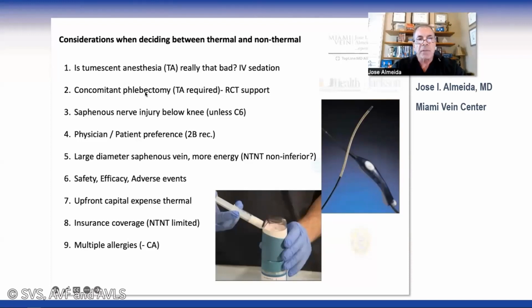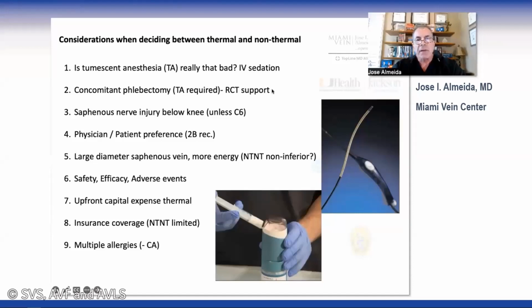Again, we do concomitant phlebectomy always, and for phlebectomy, tumescent anesthesia is required. So we really don't see the point of a non-thermal when we're going to be placing tumescent anesthesia anyways for the phlebectomy. And again, there's randomized controlled data to support concomitant phlebectomy with ablation.